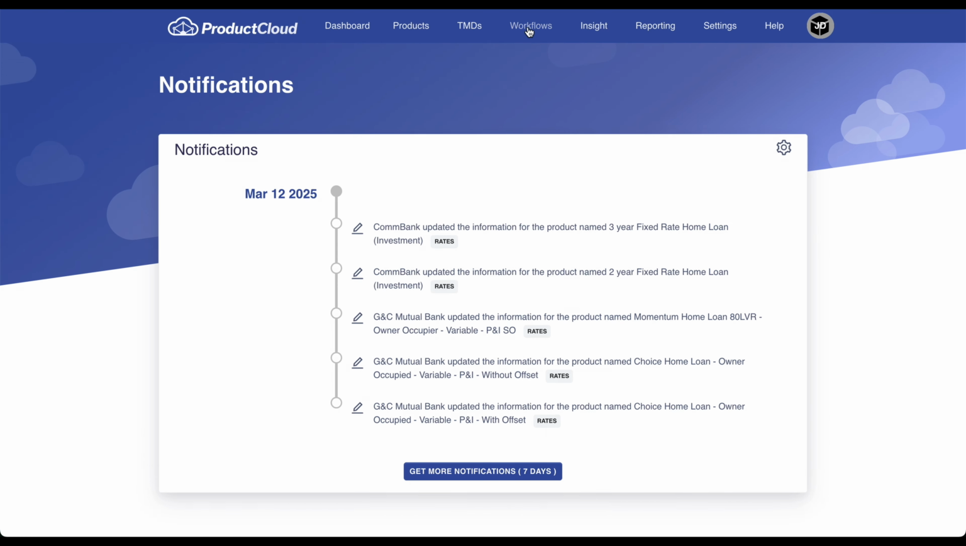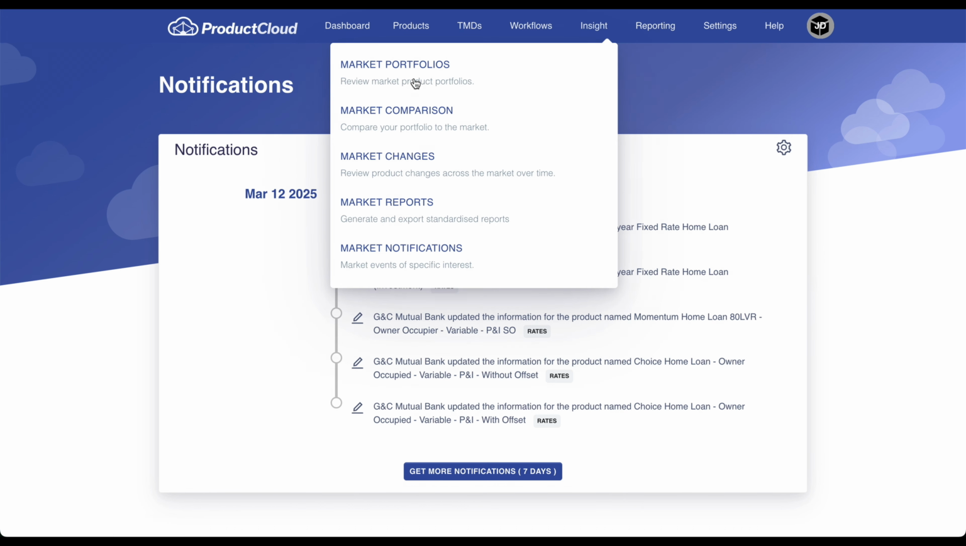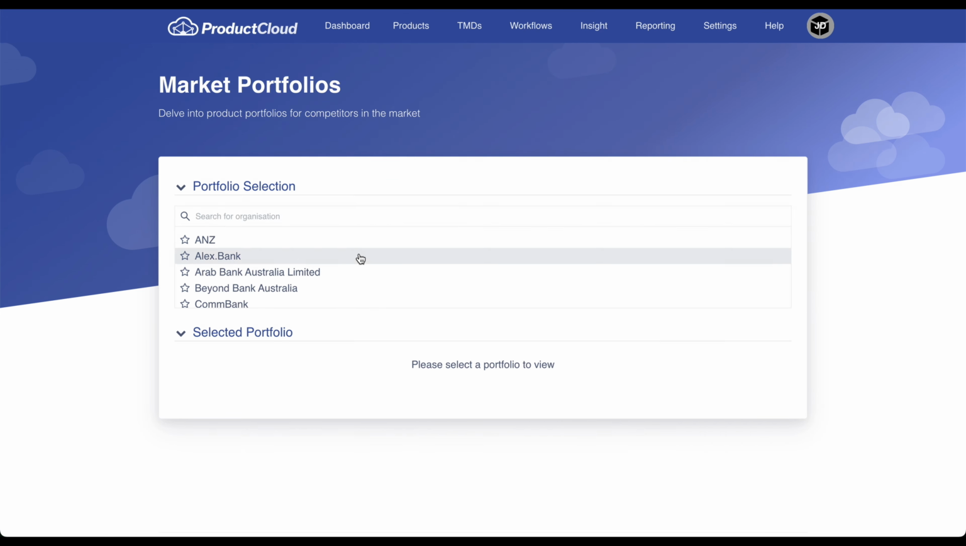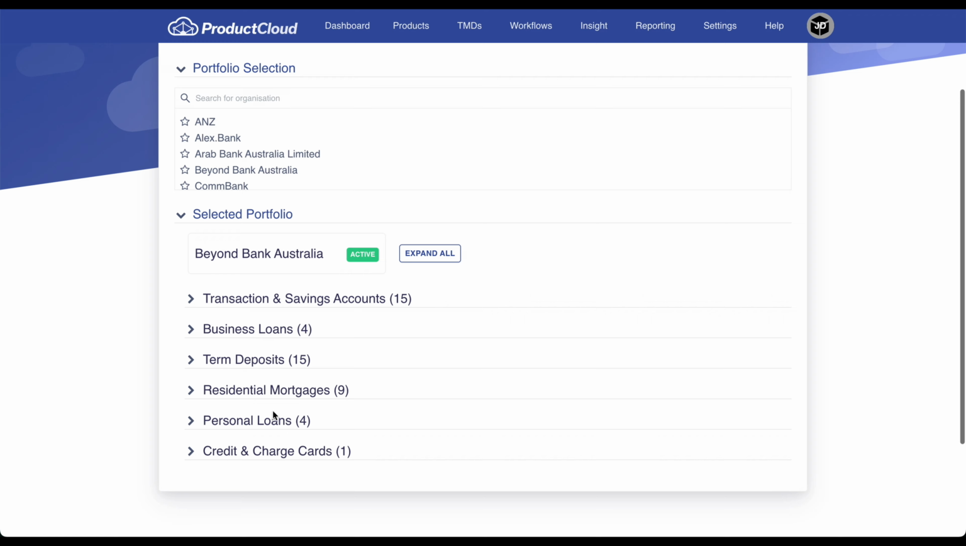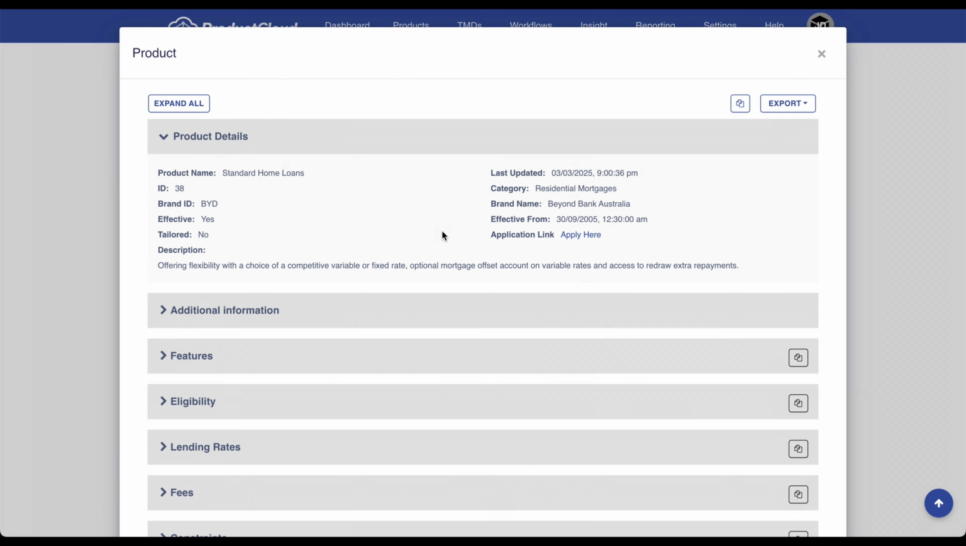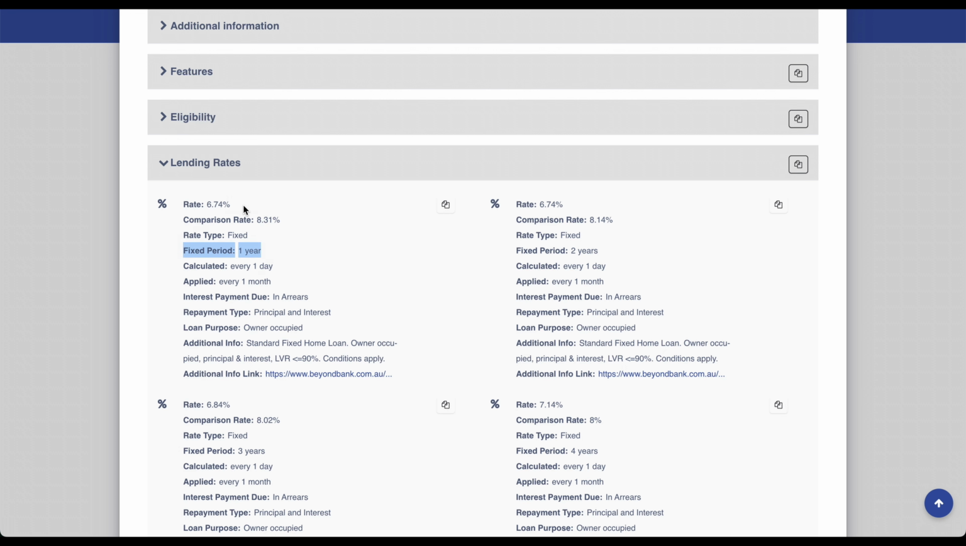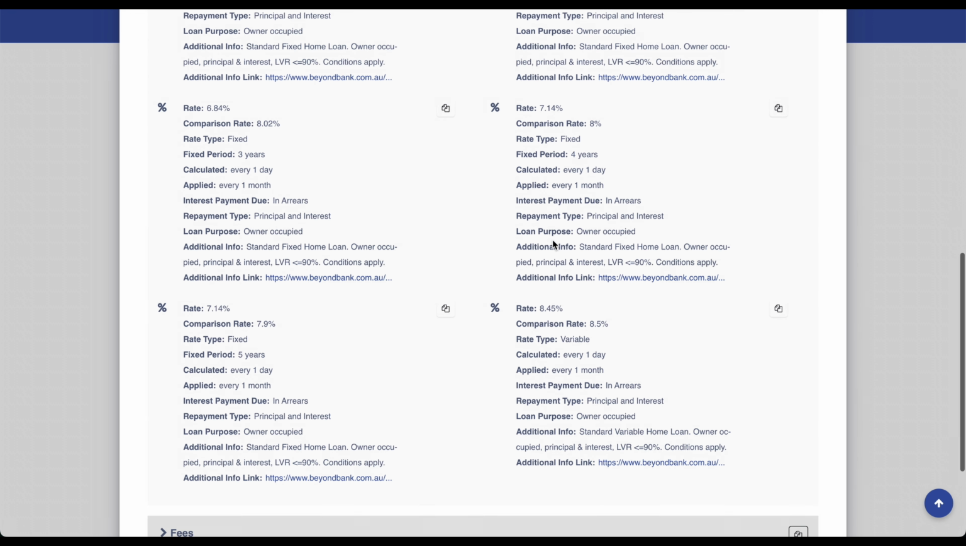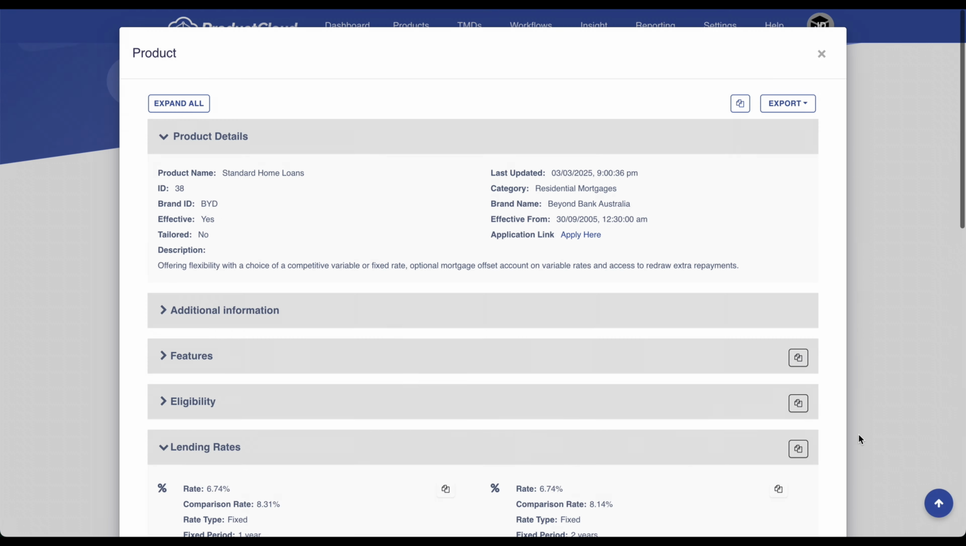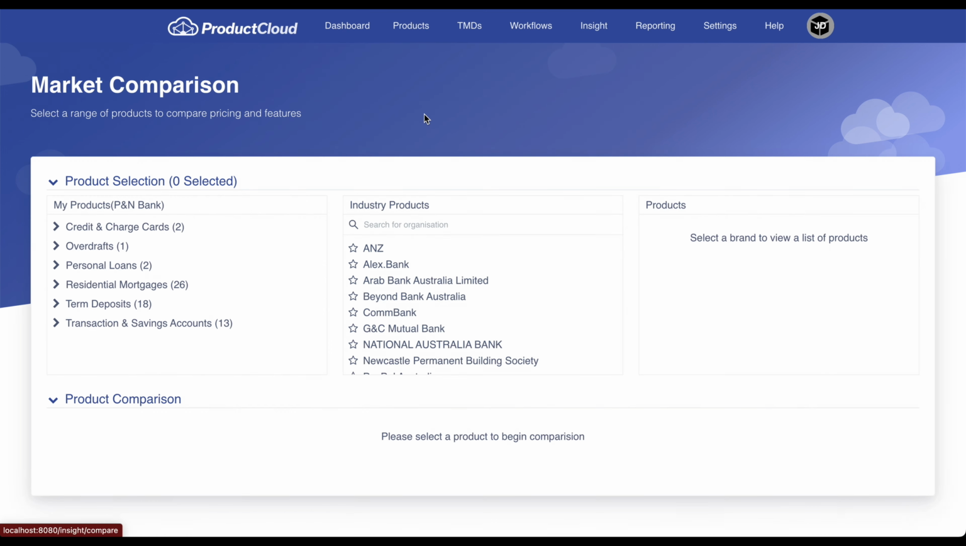What if I want to look at someone's portfolio more specifically? Go into market portfolios, maybe have a look at Beyond Bank, and have a look at their standard home loans, have a look at their rates. Fixed year 1 period, 6.74%. Got them all here. What if I want to do a direct side-by-side comparison?